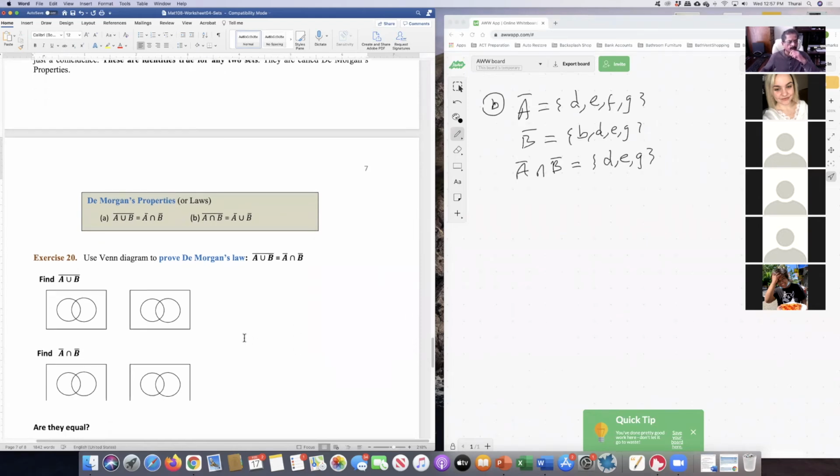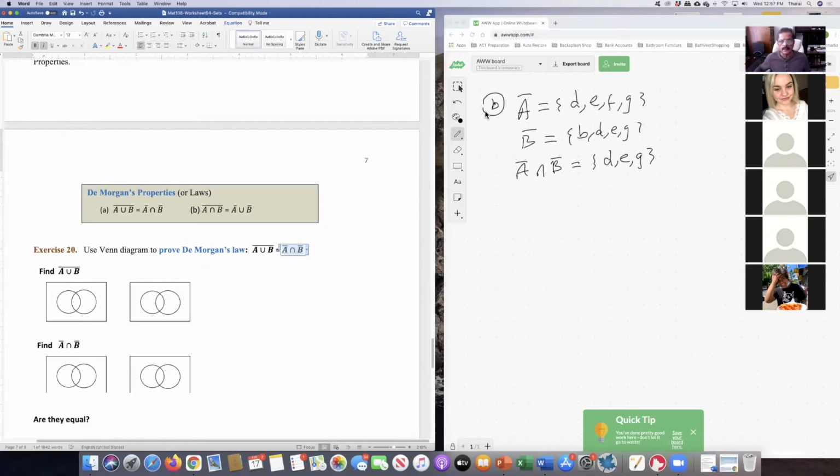So let's do A union B bar. Let's start with that. I have two pictures here because, in class, I ask students to shade the region that represents A union B bar. And then on the other picture, shade the region that represents A bar intersection B bar. And then you can see that they're the same. That's the idea. But I'm going to have to do that myself and explain to you because I'm not able to see what you can do on the paper.